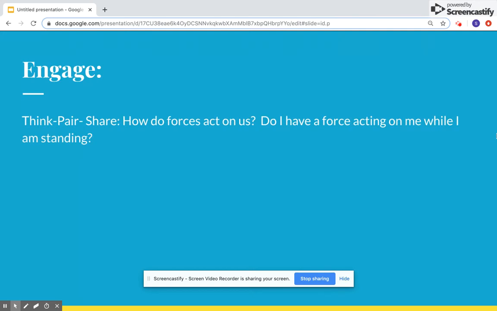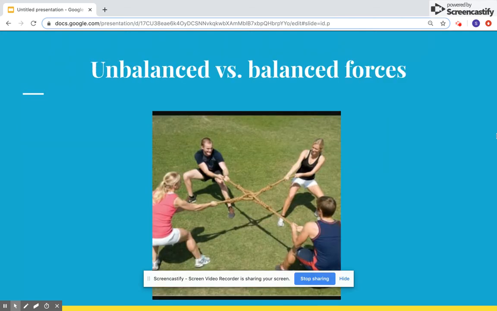So I will begin the lesson by engaging students. They will have a partner, and I will ask them, how do forces act on us? Do I have a force acting on me while I'm standing? So they will then talk to each other about what they think is happening to me while I'm standing right in front of them. I will then show them a little image of a tug-of-war. This shows balanced and unbalanced forces.